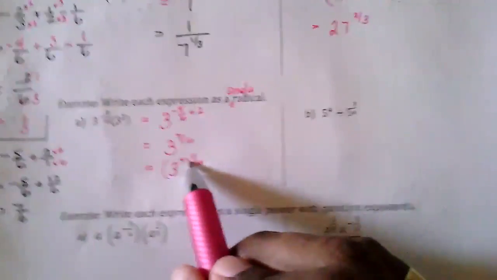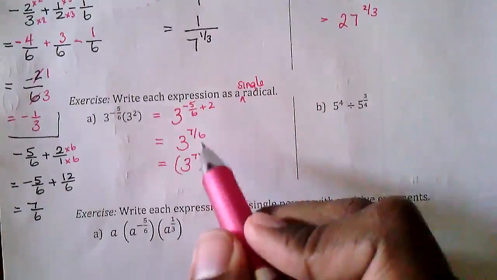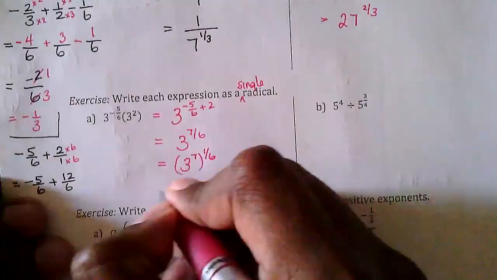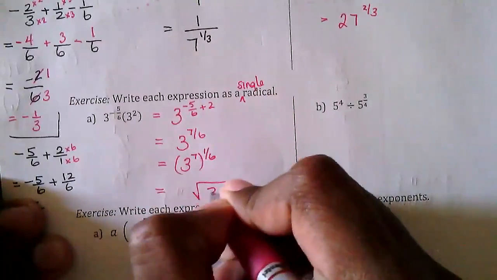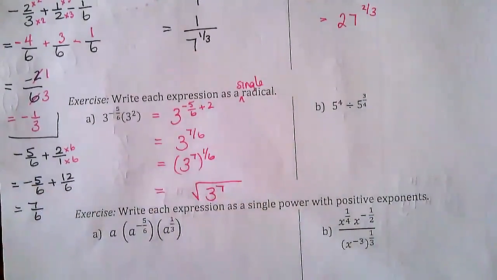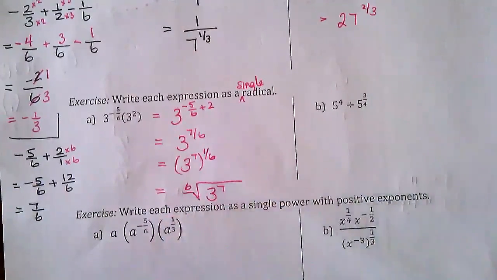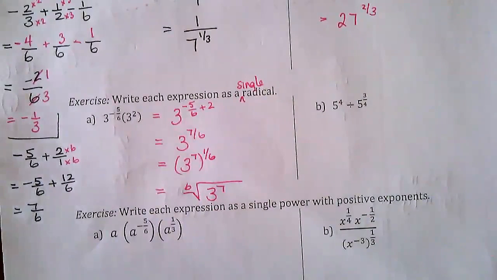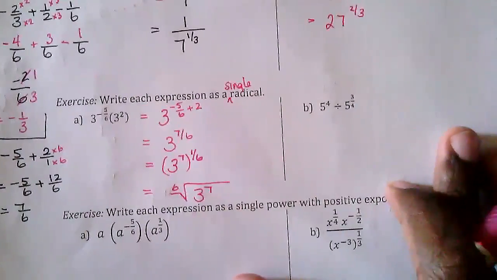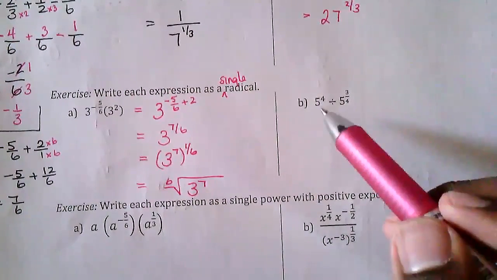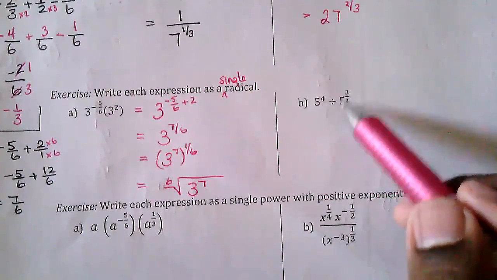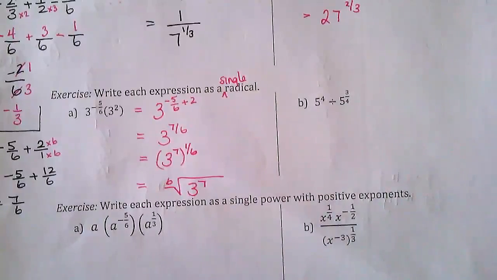Why? Because now we have a base to the power of 1 over something. We know that the base goes inside or underneath the radical, and the n value becomes our index. So we can rewrite it like this. Let's move on to this question. So again, we're rewriting it as a single radical. 5 to the 4 divided by 5 to the power of 3 over 4.